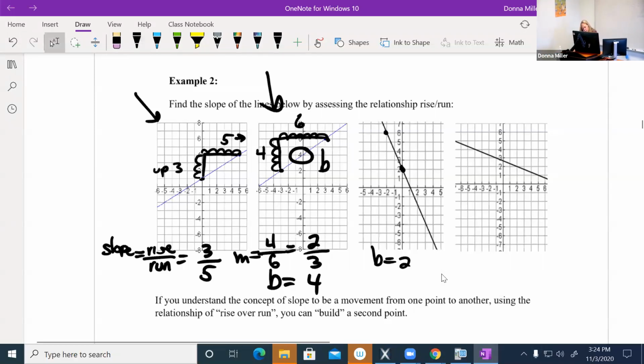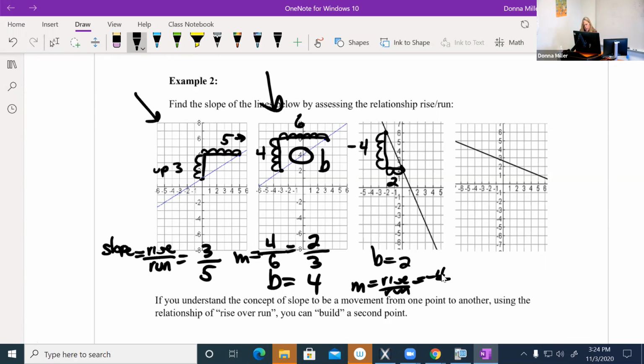So I'm going to do rise over run. So I go down this many and over this many. Down 1, 2, 3, 4. So I went down 4 and I went over 2. All right, the slope is negative because I went down. So the slope is rise over run, so it's negative 4 over 2. I can reduce that and make that negative 2, right?